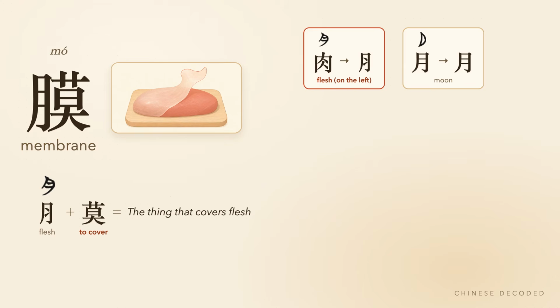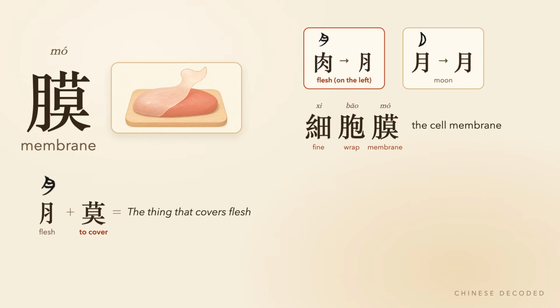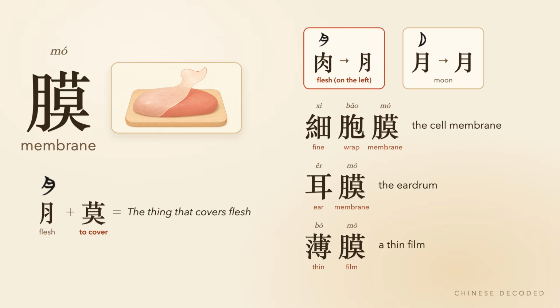One note about the flesh pictogram radical. This is not the moon radical, though they look almost identical. A rule of thumb is when this shape appears on the left side of a character, it is usually the flesh radical. In modern use, mo often means a biological membrane, a sense inherited from its original meaning. For example, 细胞膜, the cell membrane, the thin layer that encloses everything inside a cell. Next, 耳膜, the eardrum, the membrane that seals the ear canal. And finally, 薄膜, a thin film that wraps over a surface which does not need to be biological at all.